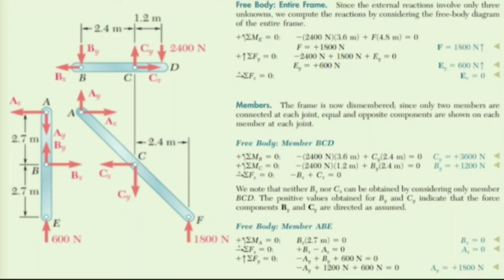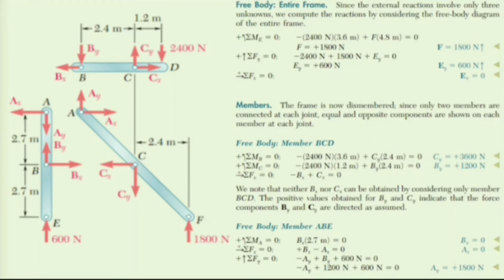Since we get the value of this reaction positive, which implies that our assumption is correct and this force is acting in the upward direction. Next, we'll apply summation Fy equation. From this, we get Ey is equal to 600 Newton. Again, we get a positive value, which implies our assumption is correct. Ey is also acting in the upward direction. Next, by applying summation Fx, we get the value of Ex equal to 0.